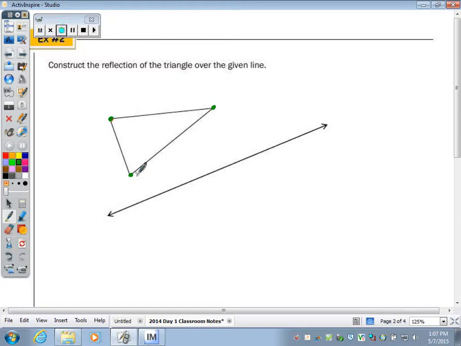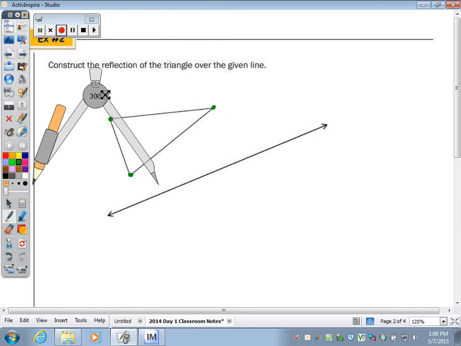Every point to this line of reflection is going to be the same distance below. But again, keep in mind that this line was the perpendicular bisector. So the first thing I'm going to do is take my compass and construct, from a point off the line, the line that's perpendicular to it. So that was the second question on your warm-up.